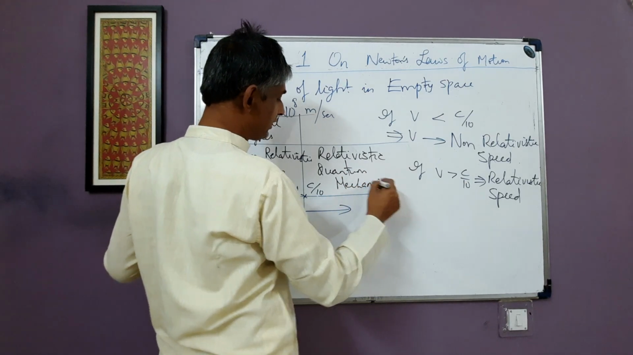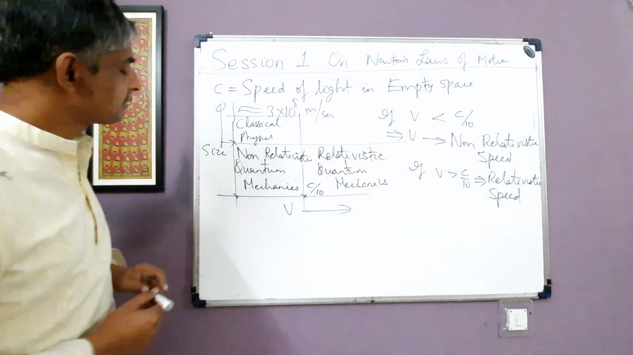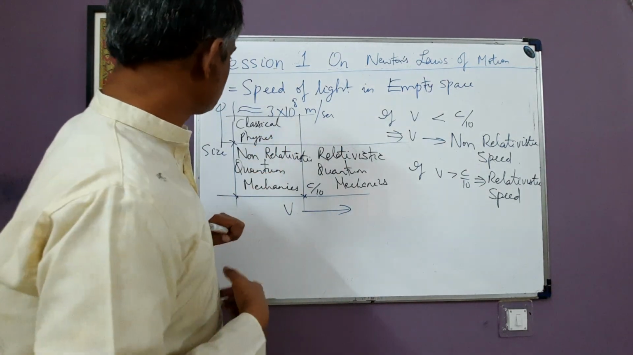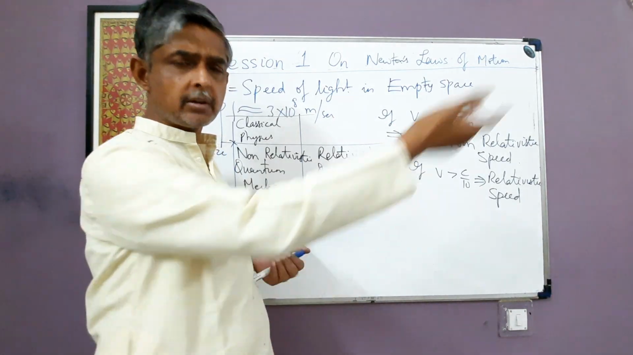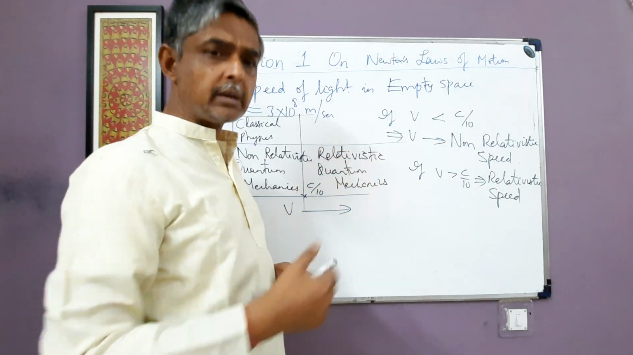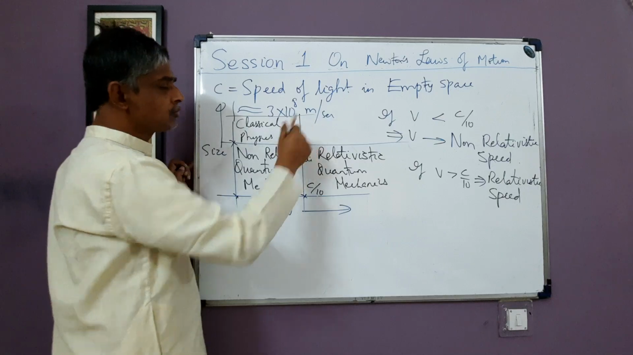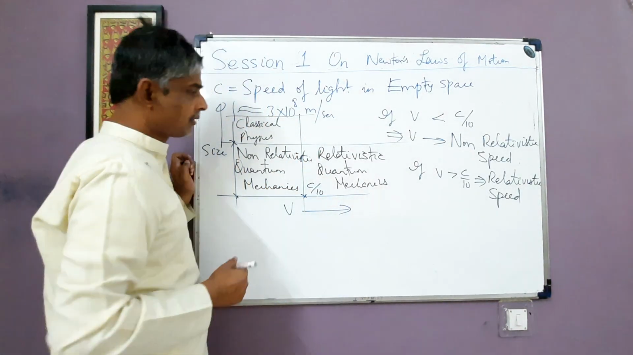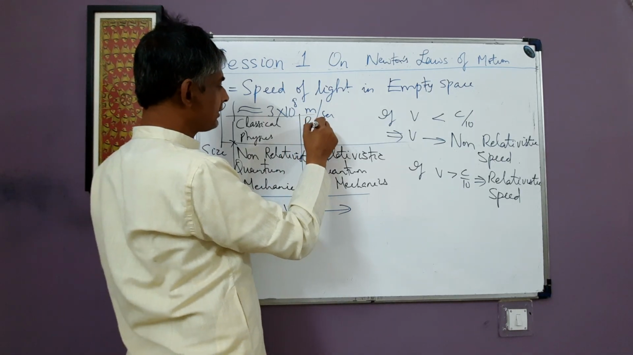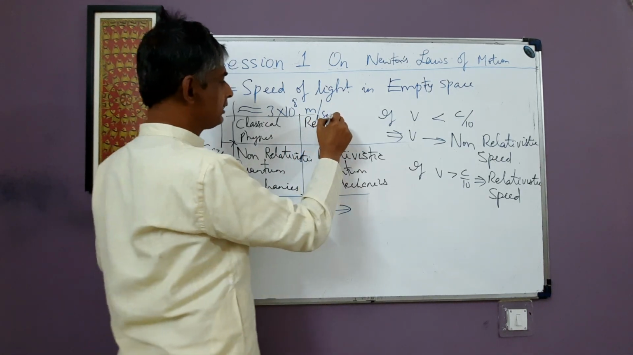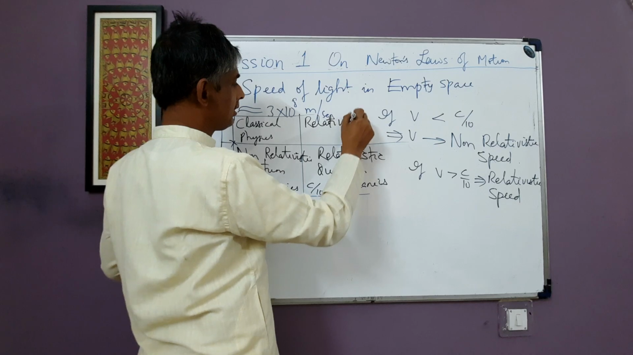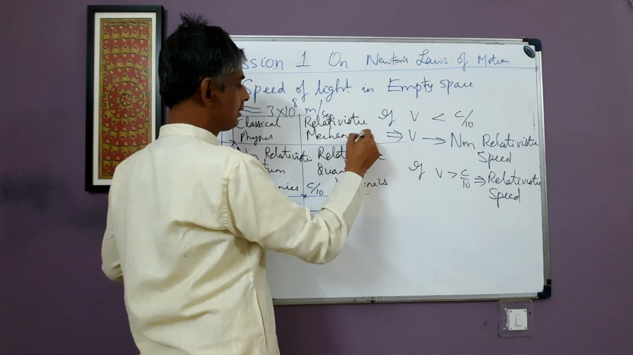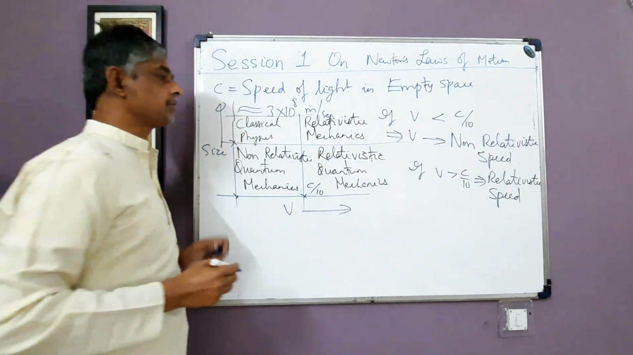And if the speed V of the moving body is more than C by 10 and the size is the usual size which you observe in everyday life, more than atomic dimensions, then the physics which defines this domain is given by relativistic mechanics.